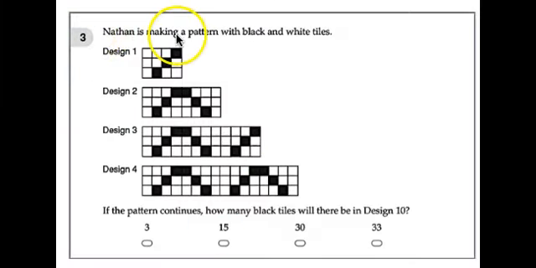Nathan is making a pattern with black and white tiles, and we can see here we've got 3 black tiles with all these other white tiles here. So here's design 1, and I've put a red box around it. Now if we look at design 2, it appears that it's got 2 boxes around it, but they do appear to be reflected. So we've got 1, 2, 3 black, and then the 3 black come down again, 1, 2, 3. And then when we have 3 designs, we've got 1, and that second one goes backwards, 2, 3.